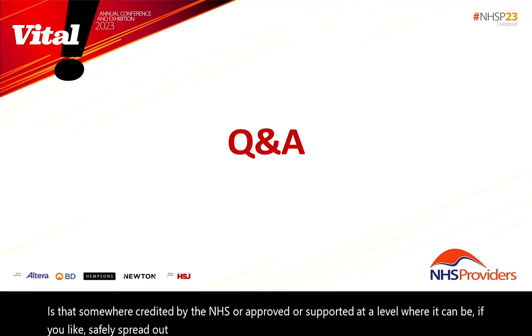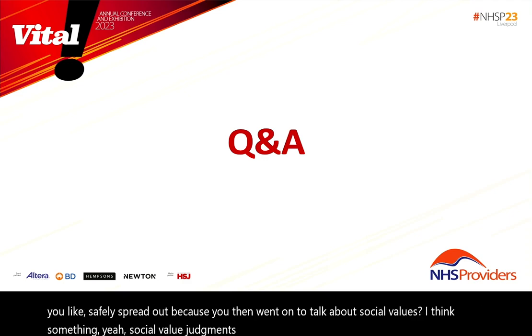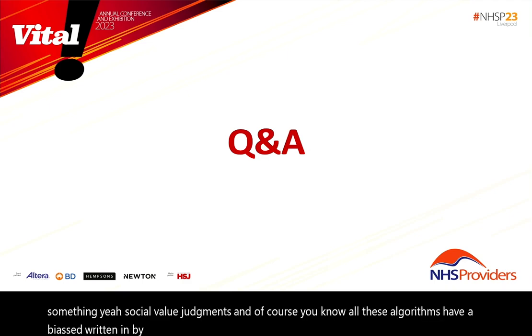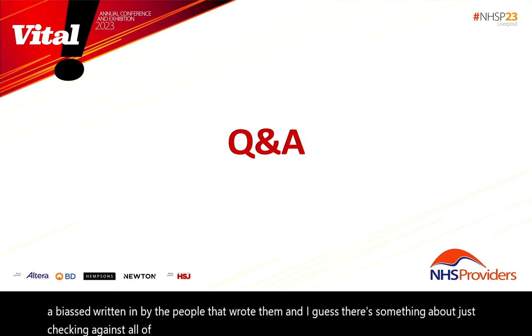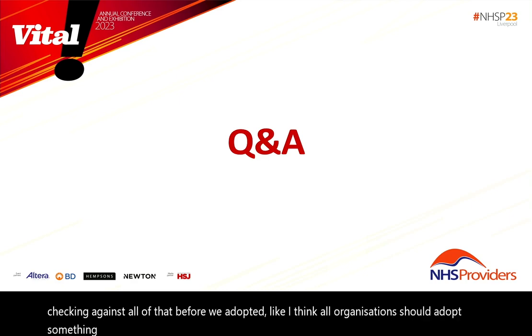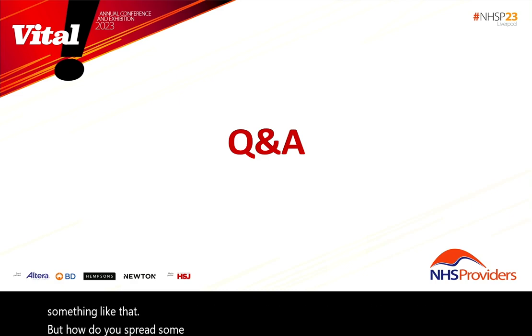Because you then went on to talk about social value judgments. And of course, all these algorithms have a bias written in by the people that wrote them. And I guess there's something about checking against all of that before we adopt. I think all organisations should adopt something like that, but how do you spread something, I guess, is what I'm trying to tease out.